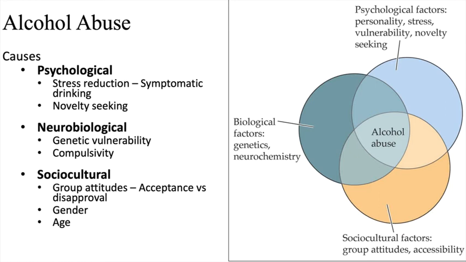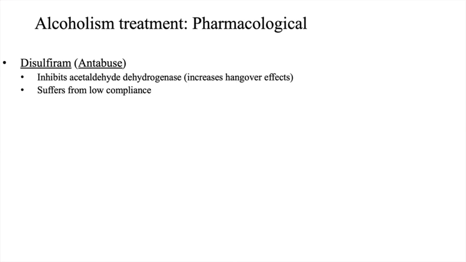Alcoholism is more common in men. It is most common in middle-aged men. So age and gender are also sociocultural contributing factors. For alcoholism, there are psychological treatments. Most people are familiar with Alcoholics Anonymous. The data behind Alcoholics Anonymous is dubious at best. So there's a great big push to look for pharmacological treatments for alcoholism.